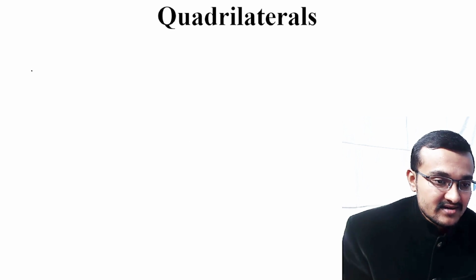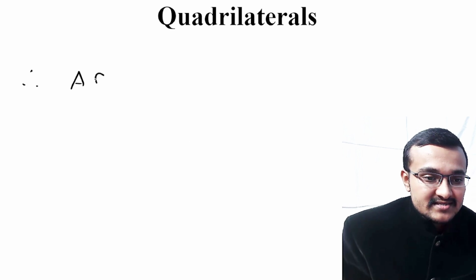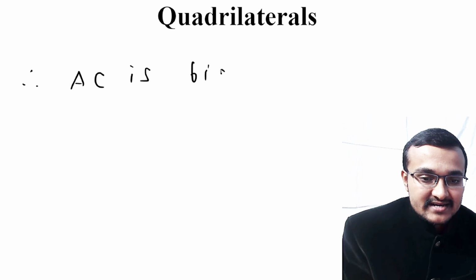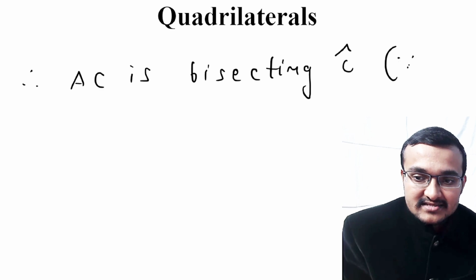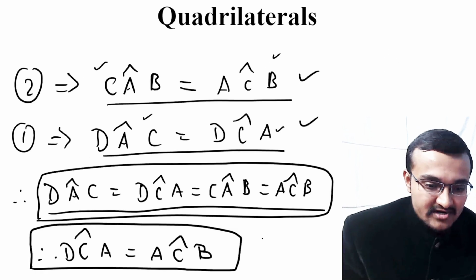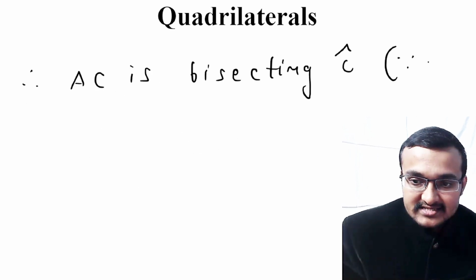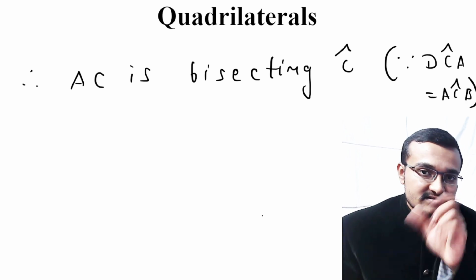So therefore, AC is bisecting angle C. This is because we have got DCA is equal to ACB. So that's why AC is bisecting angle C.